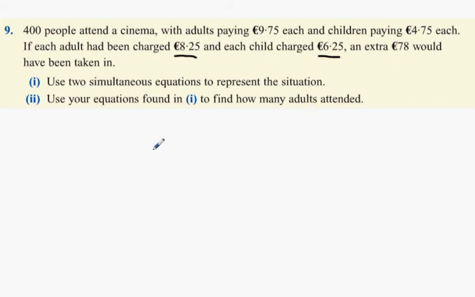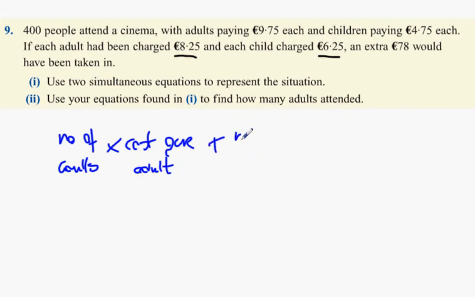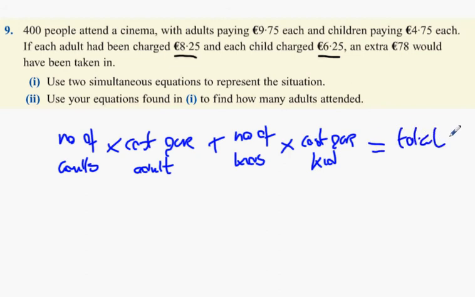Let's write it in English. Okay? Number of adults multiplied by cost per adult. Would you agree with that? What's number of adults multiplied by cost per adult? That's how much money we got from the adults. Number of children, or number of kids, multiplied by cost per kid, is how much money we got for all the children. And then that will equal the total. Is everybody happy with that?